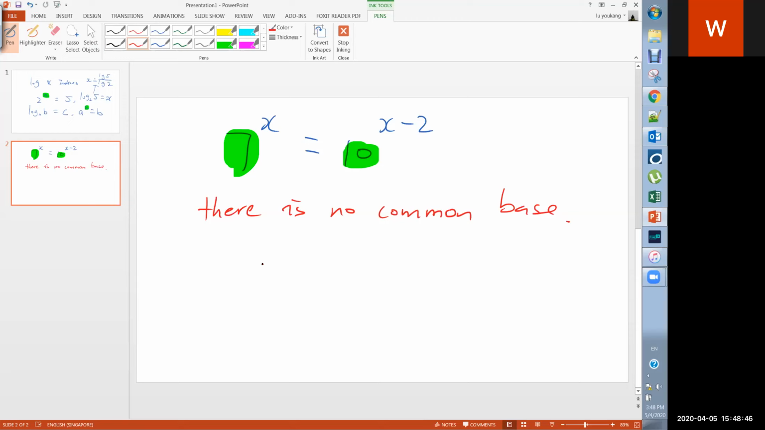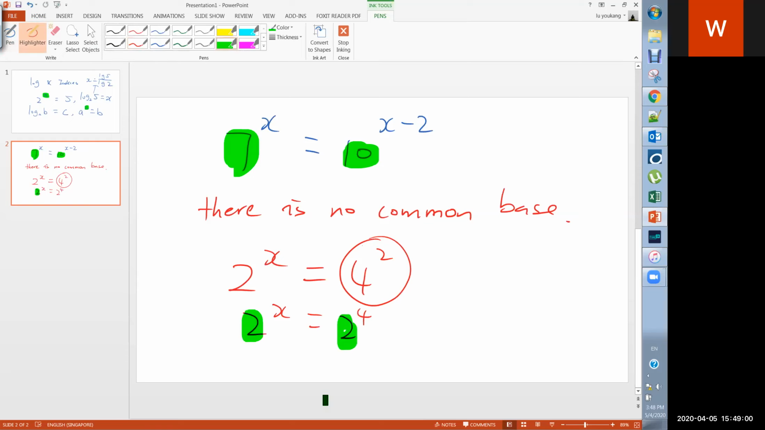So last time I remember, if we have questions like this, what we do is we try to change this 16 to 2 to the power of 4. So in this case, we have a common base 2, and then we just take out the power, right? So for this question, our objective is to make the base the same, and then we compare the power. But in this case, we don't have a common base.